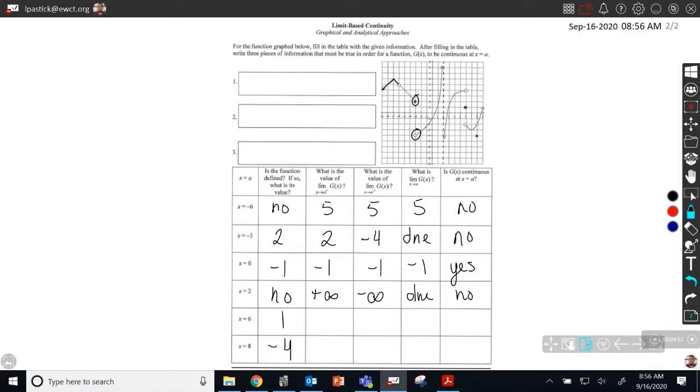For 6, the limit as we approach from the left is 4. The limit as we approach from the right appears to be -2.